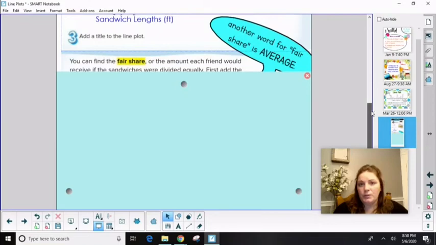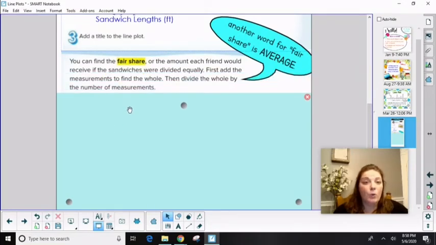All right, so what do we do with this information? We can find something called the fair share, or the amount each friend would receive if the sandwiches were divided equally. So let's say they have a total amount of sandwiches and they want to split them equally. That way, someone doesn't get more, someone doesn't get less. We can call that a fair share. Another word for fair share, and a word that we use a lot more often in real life, and you've probably heard this word, is average.